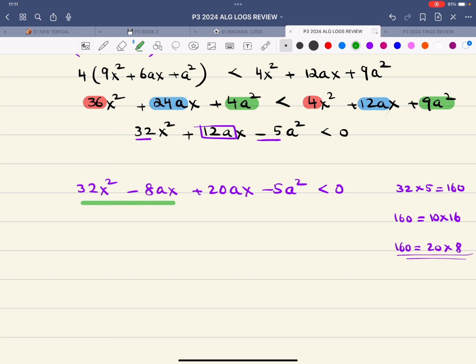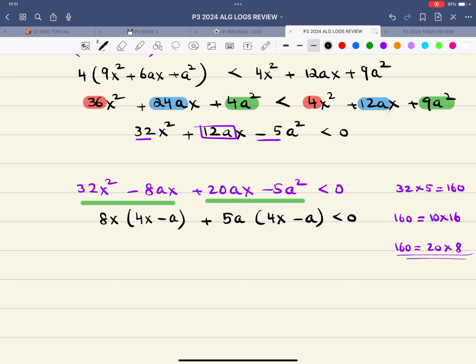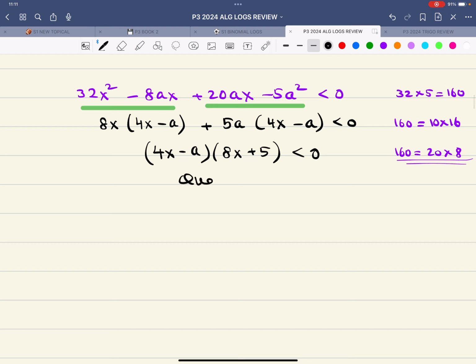So let's take common. Therefore, what do we have? We have 8x, 4x minus a, and this is 5a, 4x minus a is less than 0. 4x minus a, this is 8x plus 5 is less than 0. Whenever you have a quadratic inequality, what is a must? Factorization is a must. That's already done.